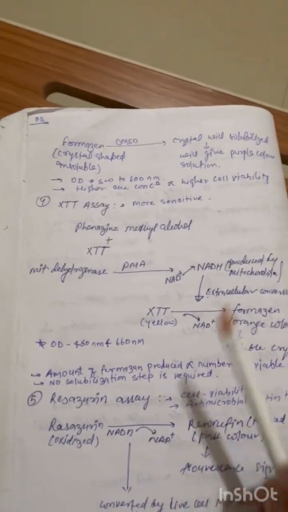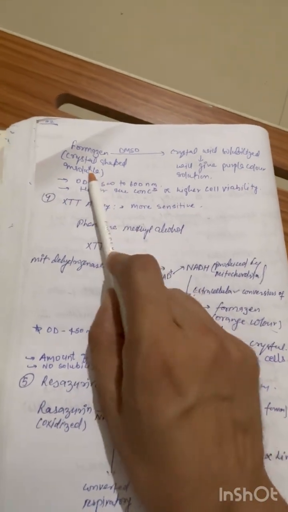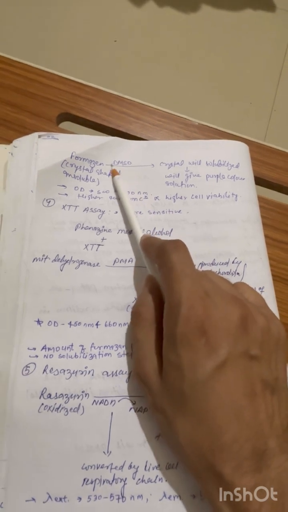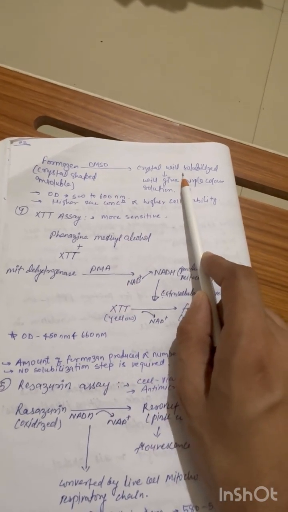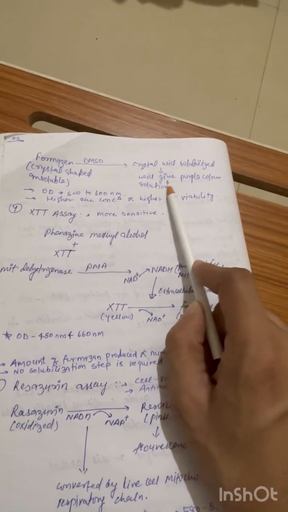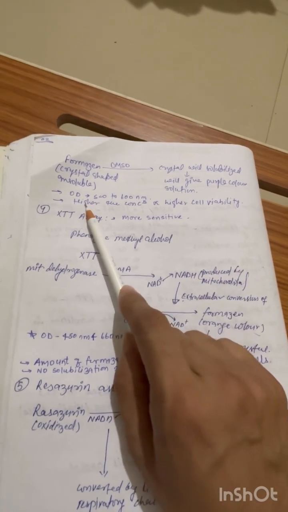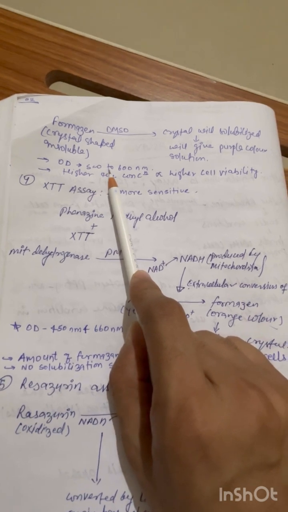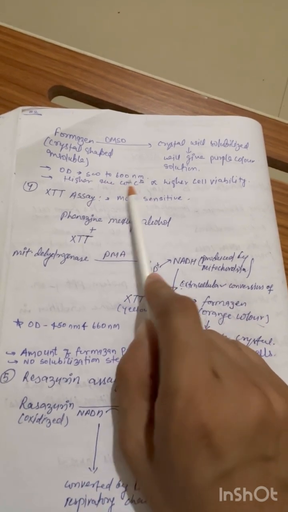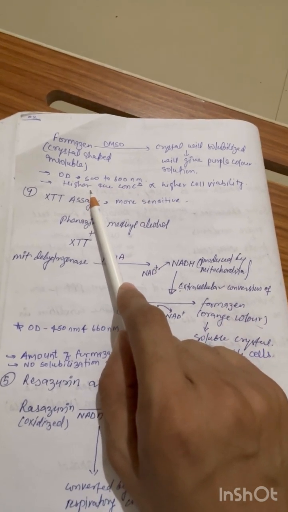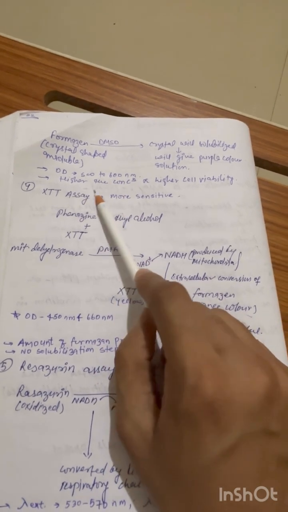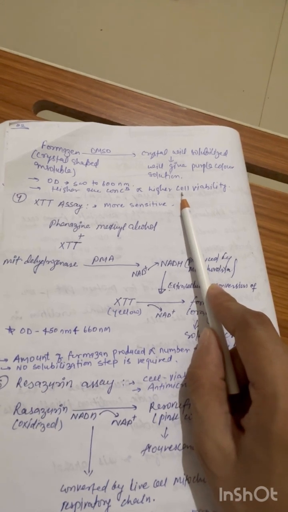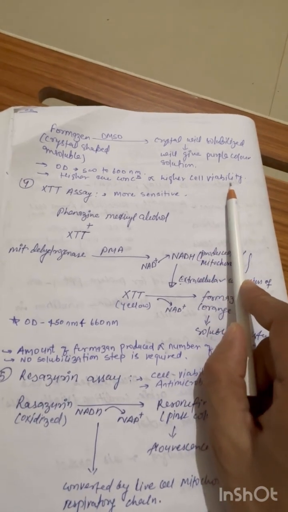When this formazan is formed, it is crystal shaped and insoluble in nature. So when we add DMSO, it will solubilize this formazan, and it will give a purple colored solution. Absorption will be at 500 to 600 nanometers, and the higher the concentration of the formazan, the higher will be the intensity of the color, and we will get to know that the cell viability is higher.